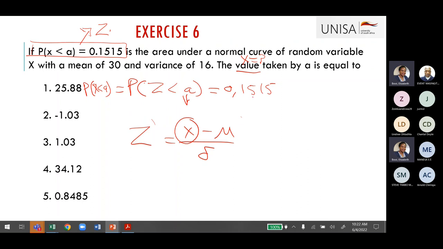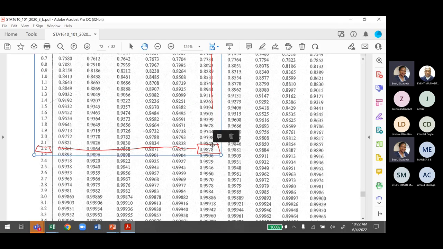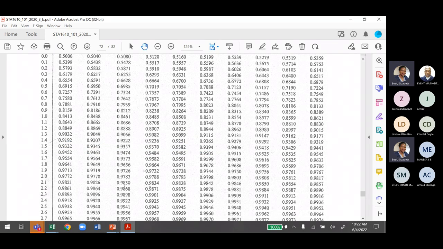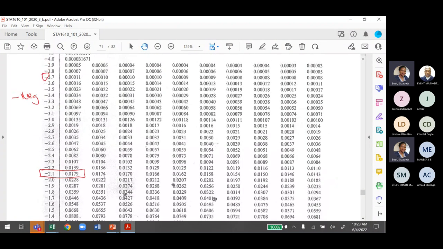So let's reverse engineer. Let's go find this A by using 0.1, and this is the value inside the table, right? That is the value inside, not outside, inside. So we go into the negative side because we know that on the positive side of the table, these are big probabilities. We're looking for 0.15. So it cannot be on the positive side, it will be on the negative side.